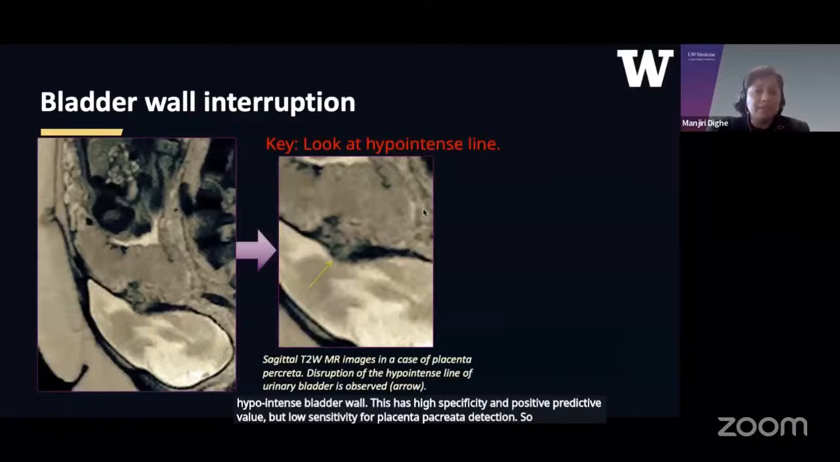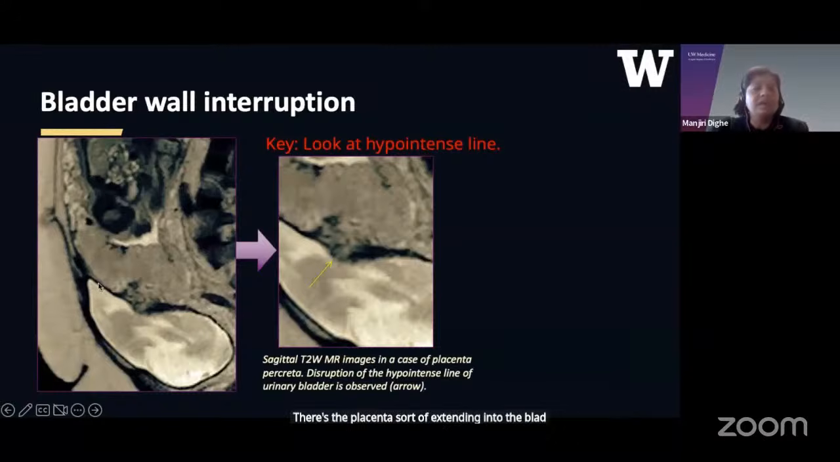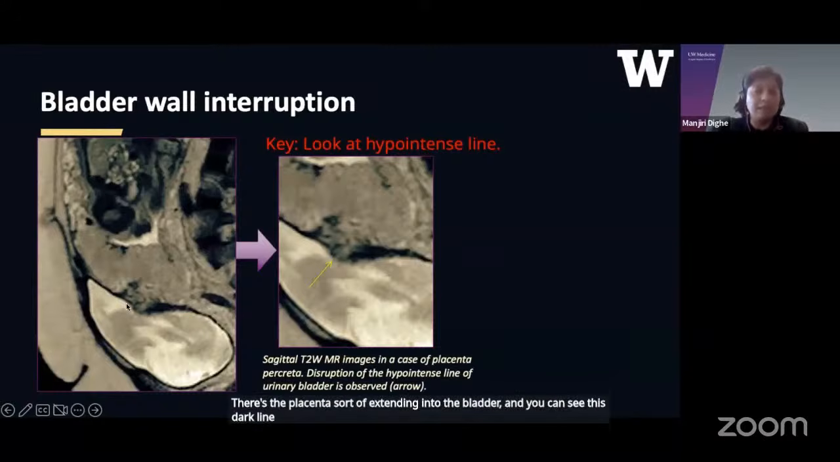So what we're looking for essentially is, here's a placenta, there's the placenta sort of extending into the bladder, and you can see this dark line, which forms a bladder wall, along with the surrounding fat, and you can see that it's absent in this focal area.